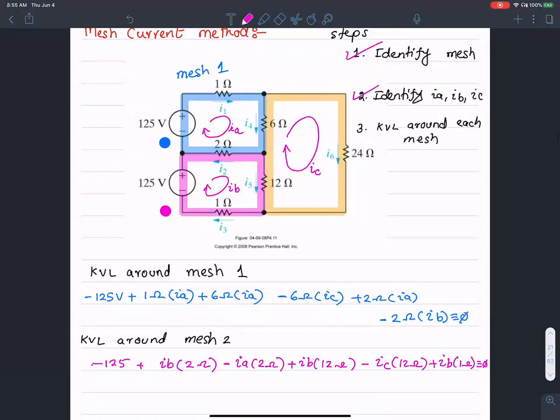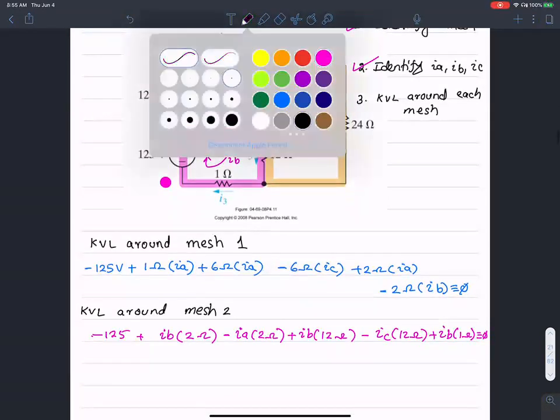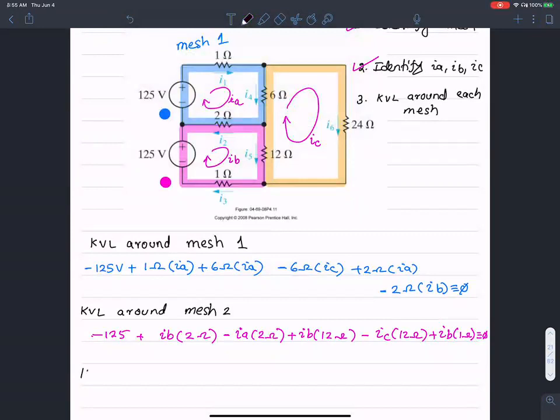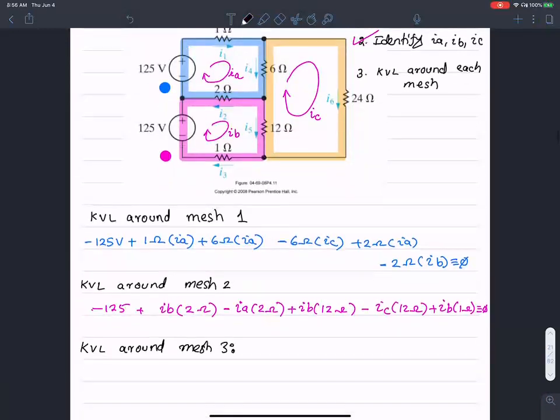So second equation. Do you want to do the third one or do you want to pass? If no one else wants to do it, then I can do it. Okay, let's see if any volunteers are there to do KVL around mesh 3. I can do it. Yes.